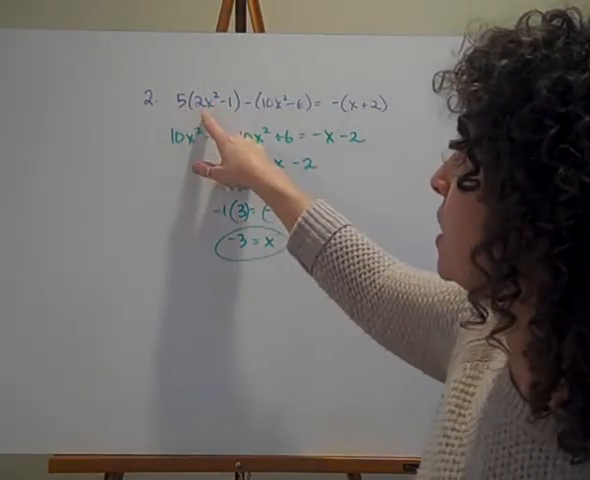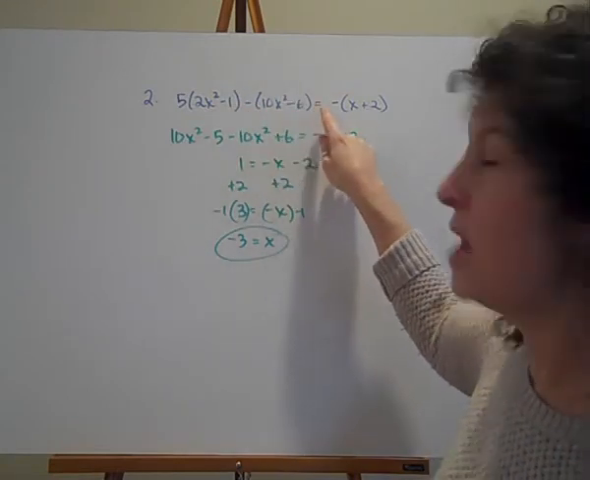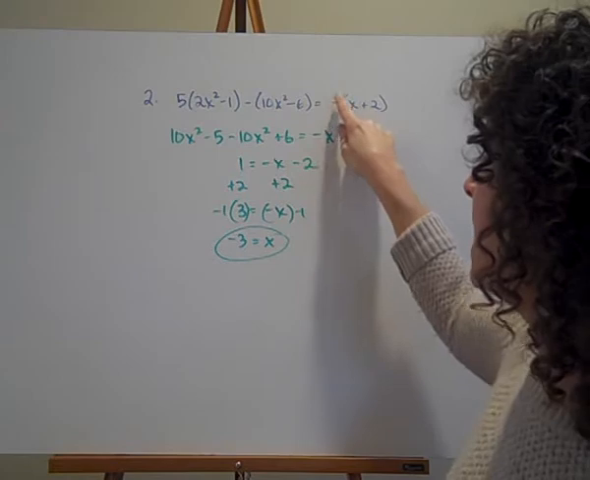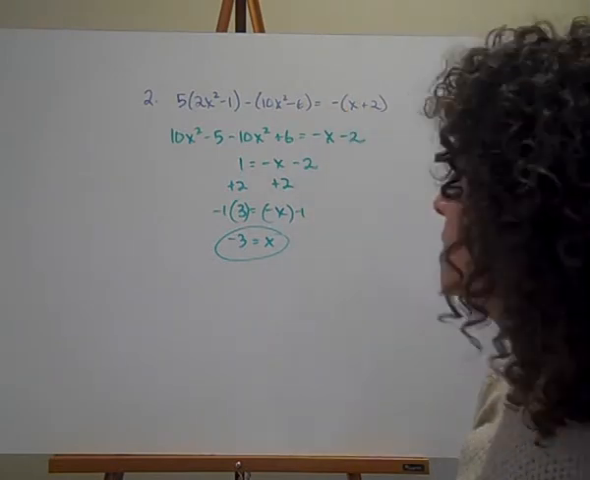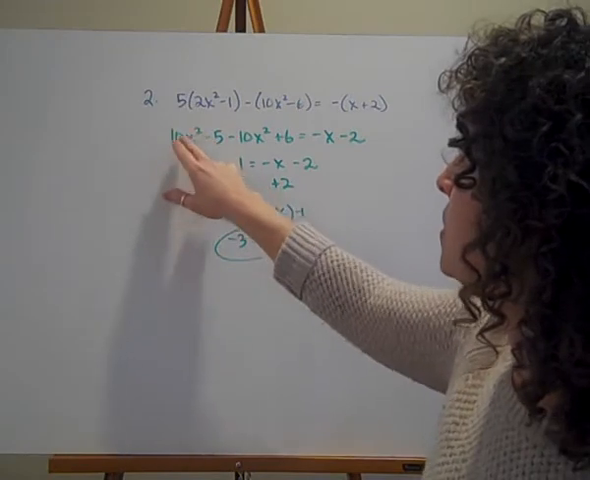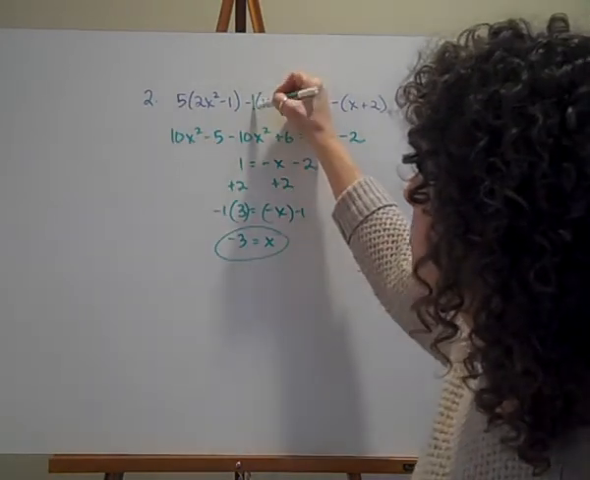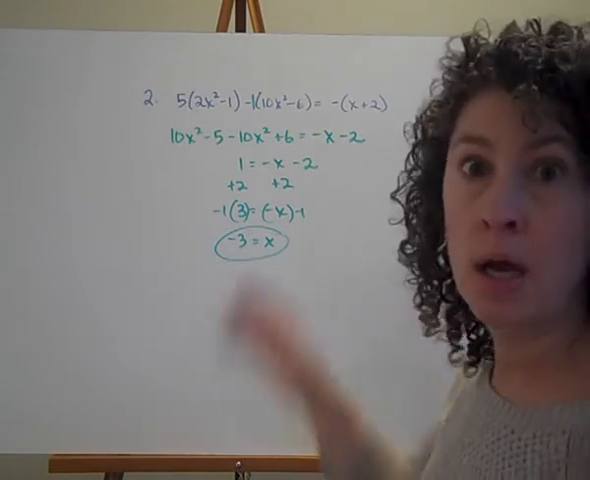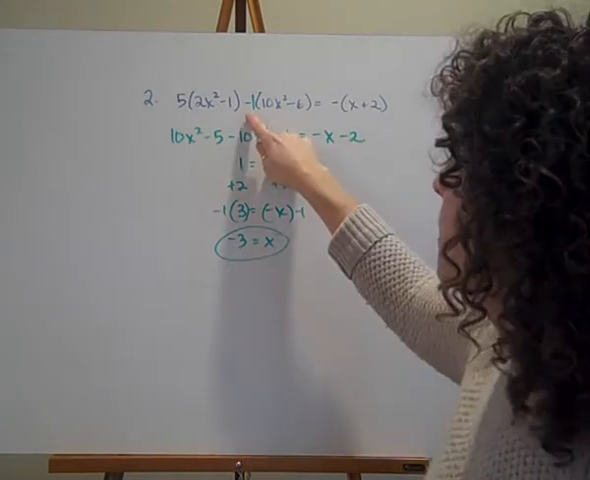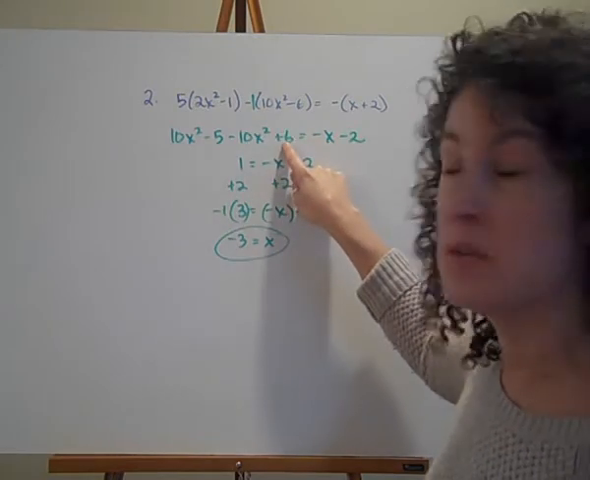5 times (2x squared minus 1) minus (10x squared minus 6), and that is equal to the opposite, or negative, (x plus 2). Again, let's deal with the parentheses, get rid of those first. So I end up with 10x squared minus 5. Notice this minus in the front here, that's like a negative 1 in the front, so I'm going to multiply everything in parentheses by negative 1. So that becomes negative 10x squared. A negative times a negative gives me positive 6.